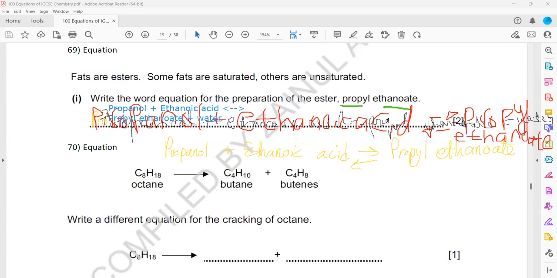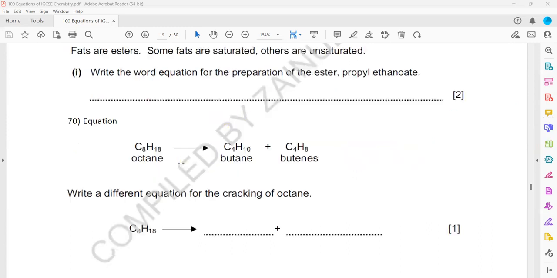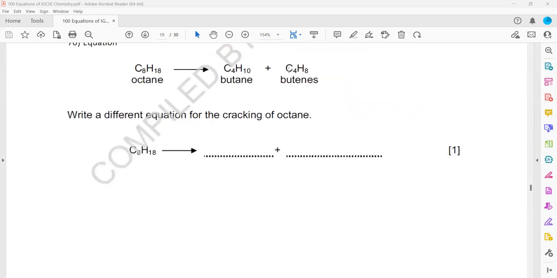As you can see, this is the equation for the cracking. Octane is cracked and gives C4 alkane and alkene, butane and butene. So it will give alkane plus alkene. Any combination you can write. For example, if you write C2H6, then the remaining will be C6H12. Yeah, any combination is acceptable, but the numbers should be the same.